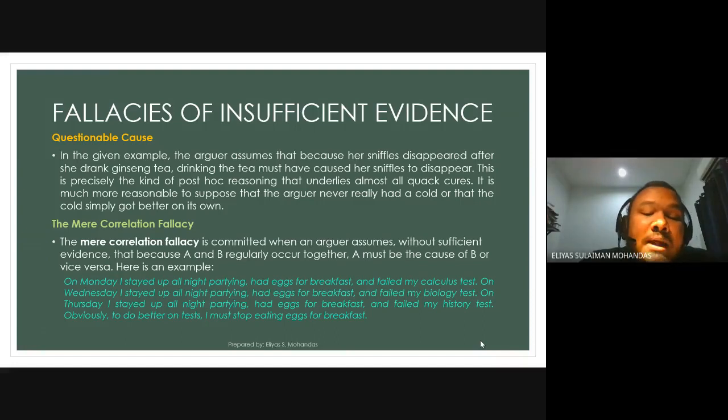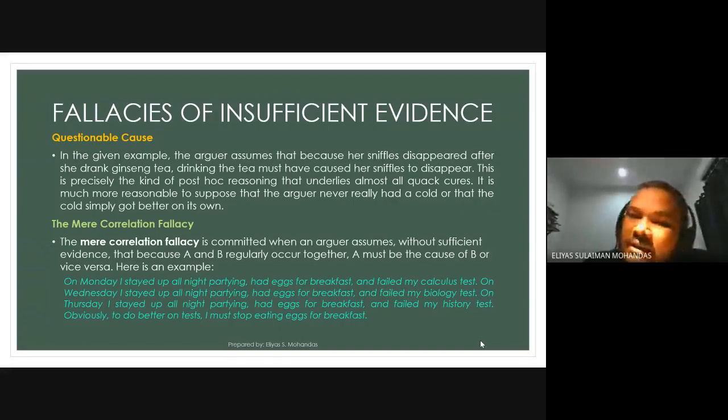On Monday, I stayed up all night partying, had eggs for breakfast, and failed my calculus test. On Wednesday, I stayed up all night partying and had eggs for breakfast and failed my biology test. On Thursday, I stayed up all night partying, had eggs for breakfast, and failed my history test. Obviously, to do better on tests, I must stop eating eggs for breakfast.